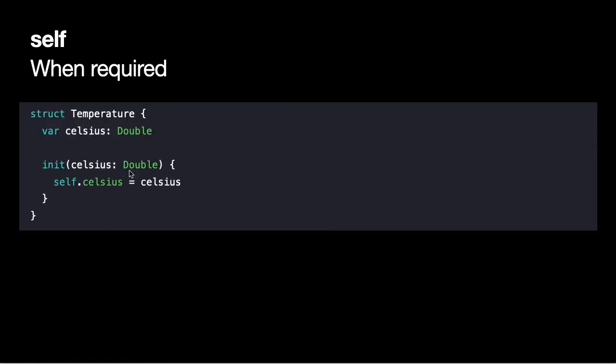However, in this case, self is required because when we use the word Celsius, there's two possible values it could mean. It could mean the parameter we passed in or the structure property. The parameter we passed in has a more local scope. So Celsius without self would mean the parameter we passed in, which means that in order to access the structure property, we have to use self.celsius.